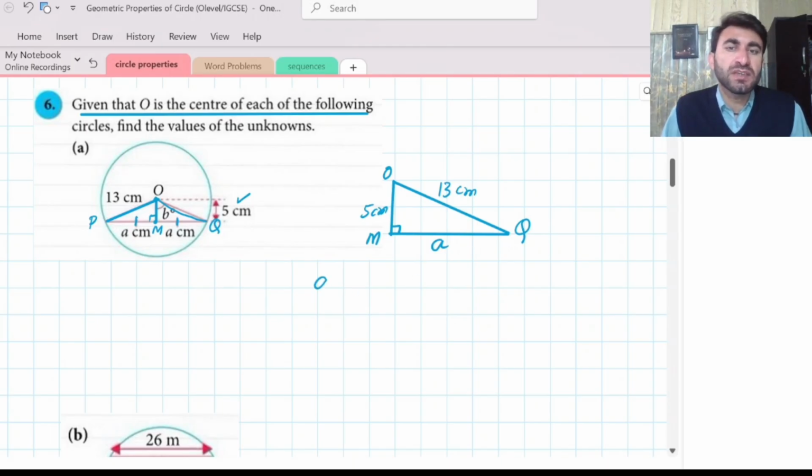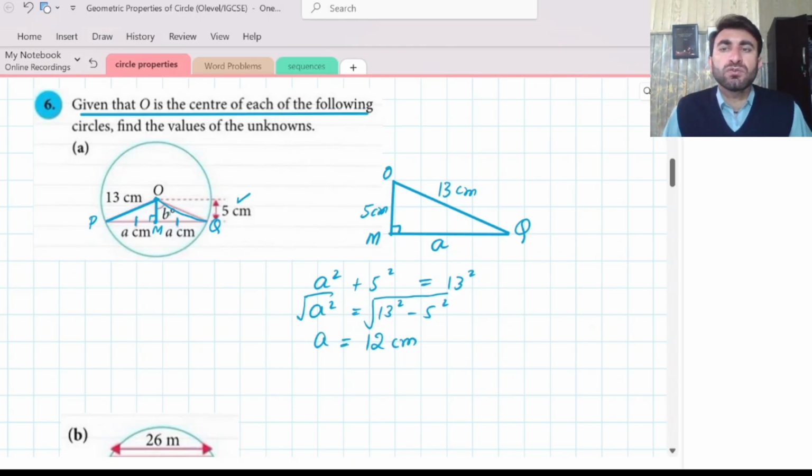It will become A squared plus 5 squared equals 13 squared. So A squared shall equal 13 squared minus 5 squared, and when we square root both sides, that shall become 12 centimeters. So the value of A is 12 centimeters.